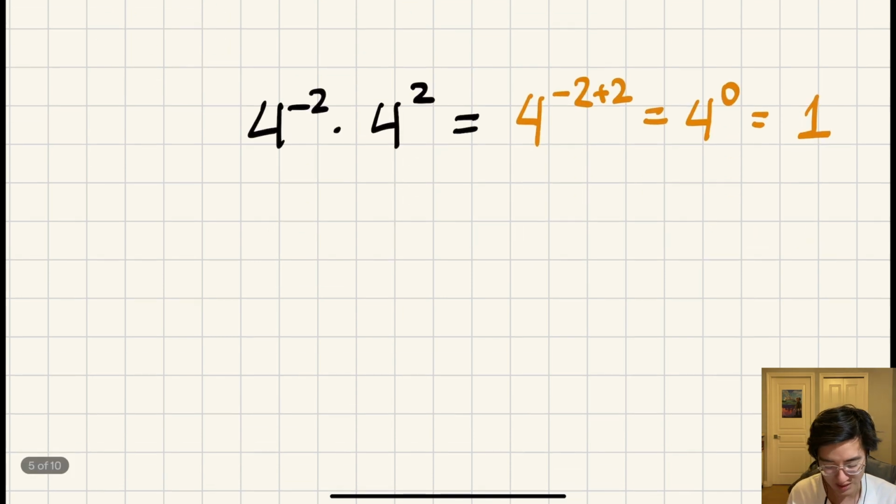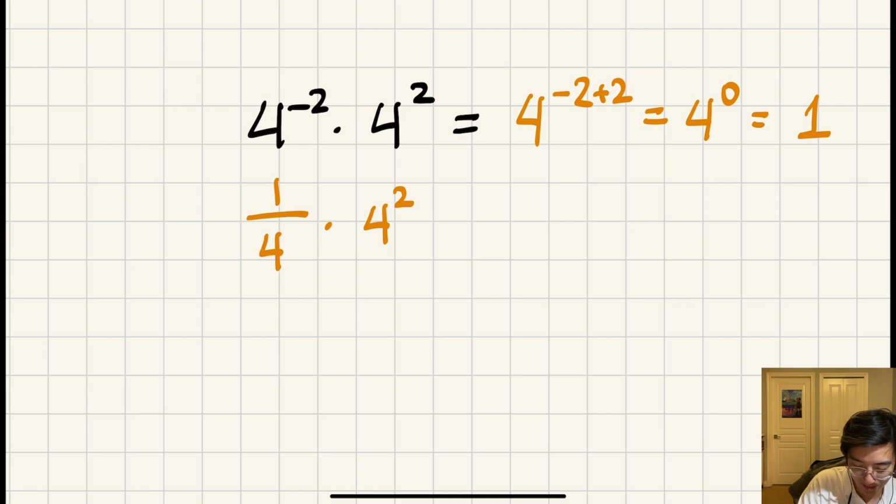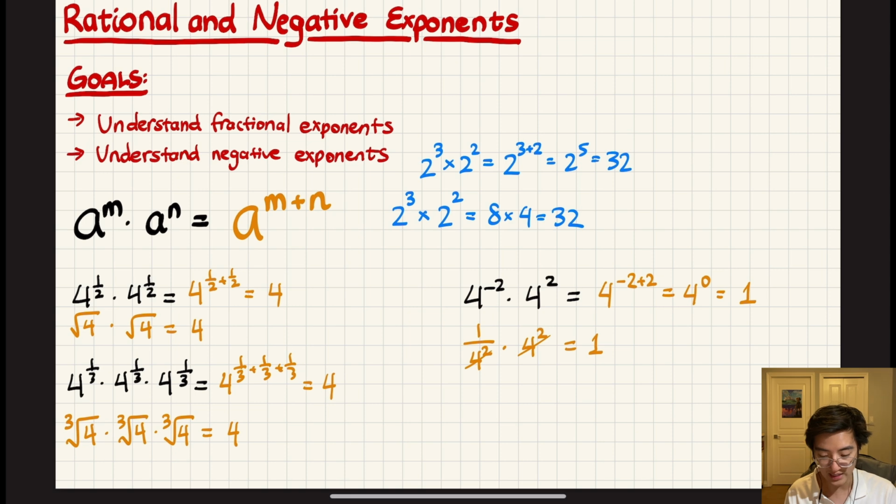Alright, so this tells us something. Some number multiplied by 4 to the power of 2 will get us a 1. And the only way we can get that is if it was a fraction. It will be 1 over 4 squared, and in that case, you can cancel them out to get a 1. So what a negative exponent is, we're just flipping it upside down. This is the reciprocal.